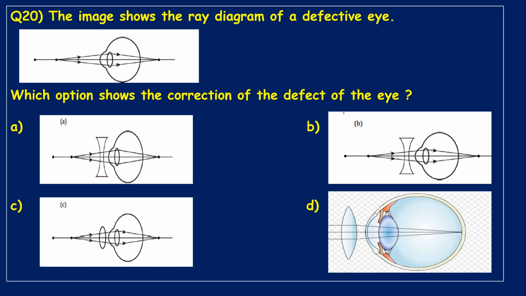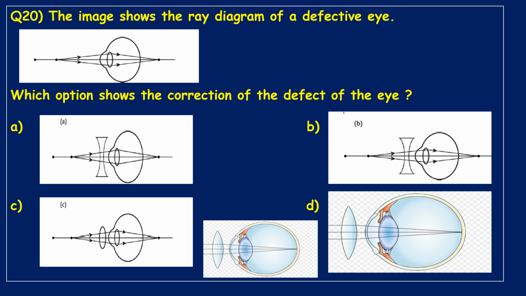But in option D, the intersection of refracted rays is exactly happening on the retina, right? So your answer is option D. In option D, you see here, those refracted rays are exactly intersecting on the surface of the retina. This is the place where the image is formed. So this is the option that the person has to choose to get rid of his defect.